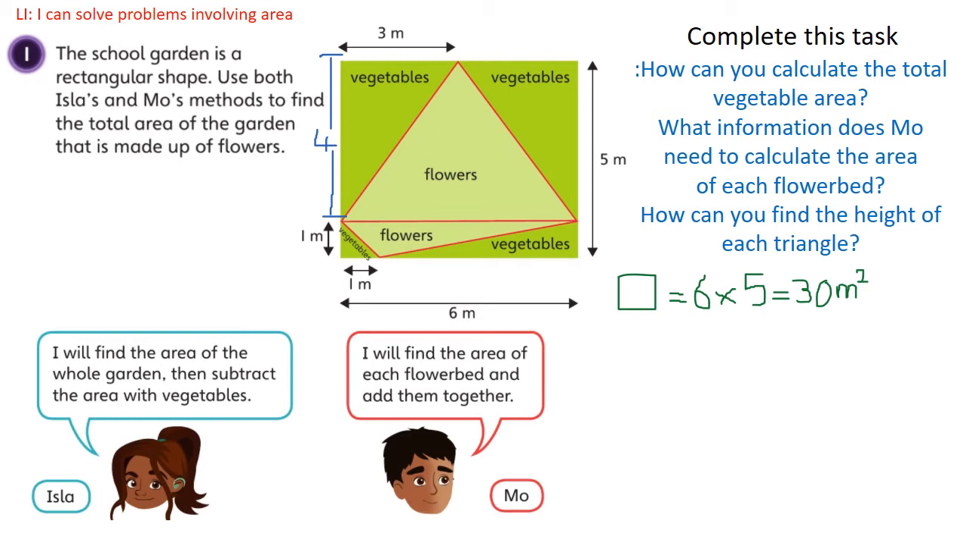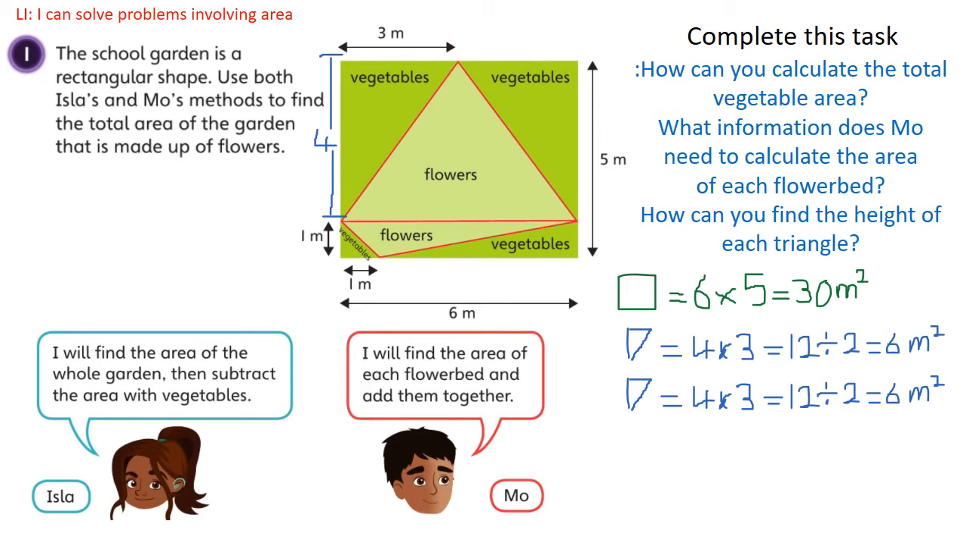Now I can use my formula for finding the area of a triangle. I can do my base, which is 3, times my height, which is 4, and then divide that by 2. So 4 times 3 equals 12. Divide that by 2 is 6 meters squared. But we've actually got 2 vegetable beds that size, haven't we? So I can do exactly the same with the second vegetable bed that is the same size.